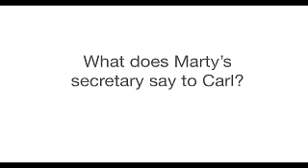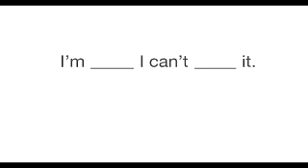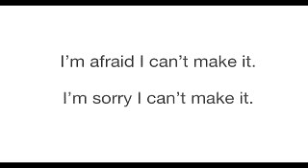Starkey and Starkey Corporation. Marty is not in his office. What does Marty's secretary say to Carl? Marty is not here. Can I take a message? She could also say, can I help you? Carl is ringing Marty to tell him he can't meet him. What does he say? I'm afraid I can't make it. Or, I'm sorry, I can't make it.